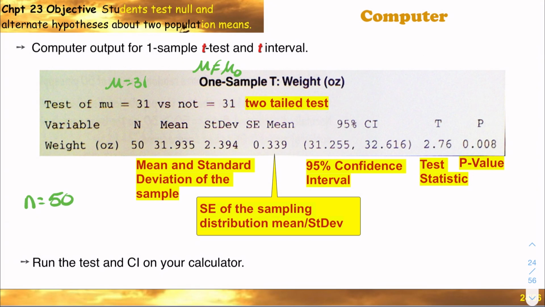Our mean and standard deviation for our sample: our mean sample statistic, x bar, is equal to 31.935. Our standard deviation is 2.394. And I want you to do both a hypothesis test with a probability value and a confidence interval. So we're going to walk you through how to do that.